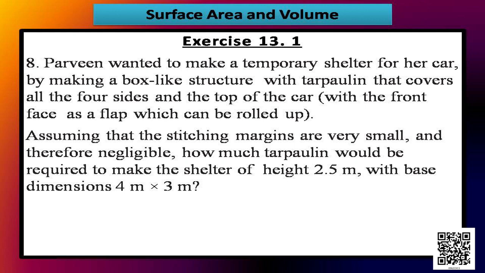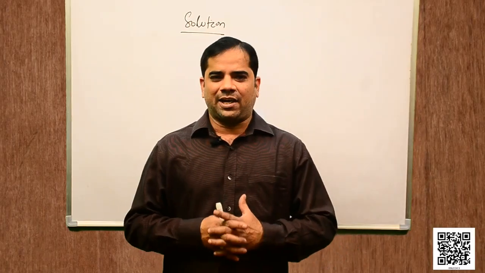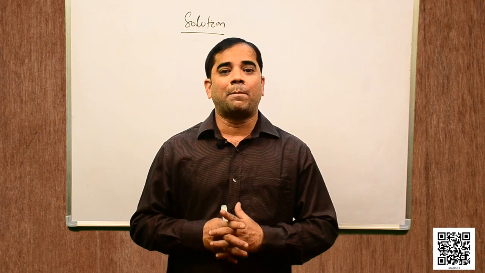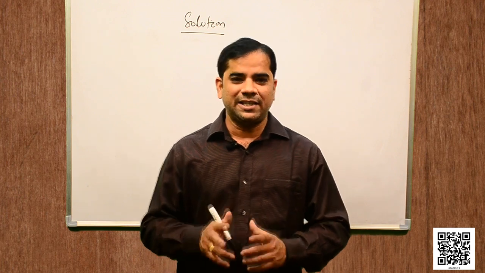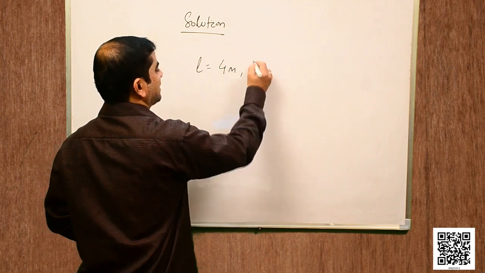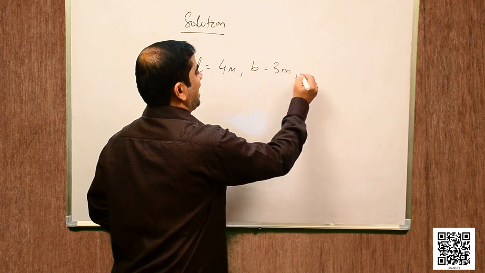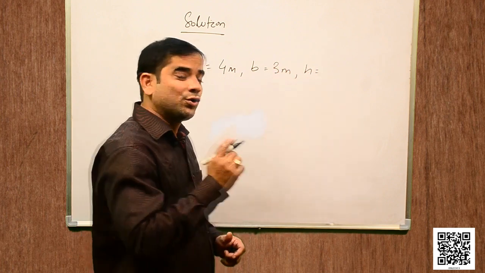Okay. Now let us discuss the solution. Students, as per the given data, dimensions of the box-like car cover are: length, that is 4 meter, breadth is 3 meter, and height is equal to 2.5 meter.